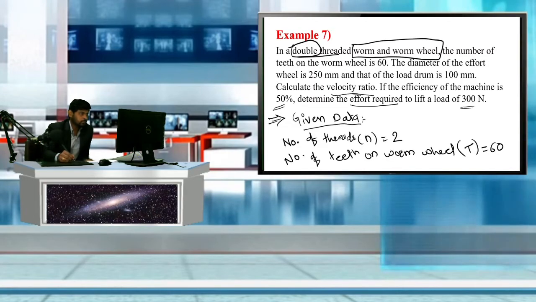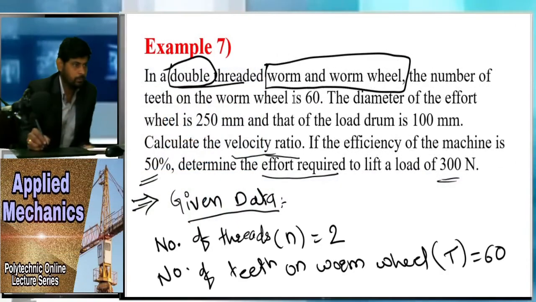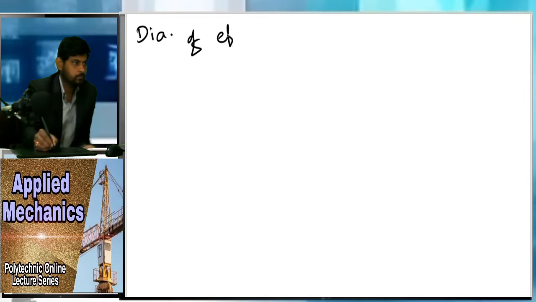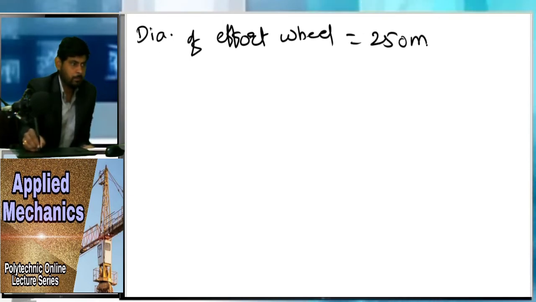After that, what is given to us? Read the problem. The diameter of the effort wheel is also given. So here you can write down the given: diameter of effort wheel, that is 250 mm.